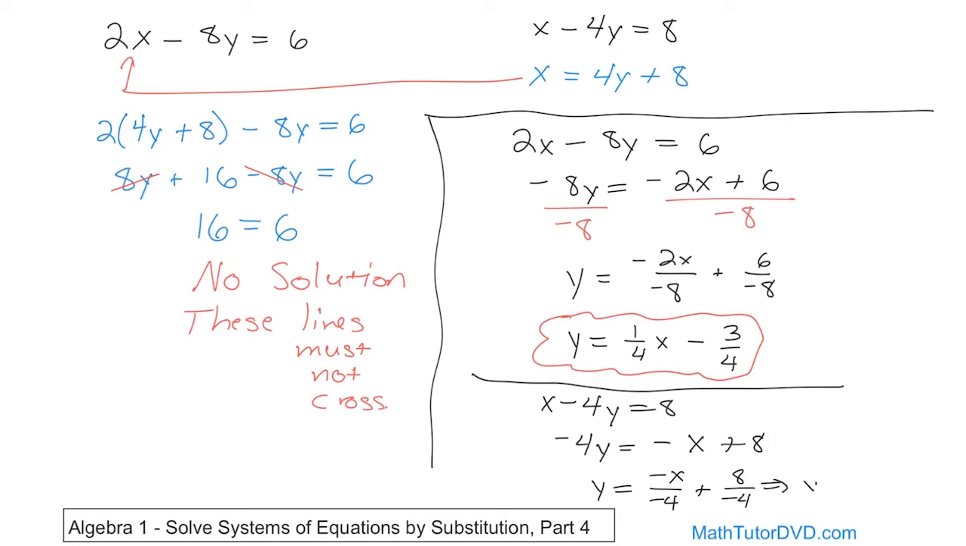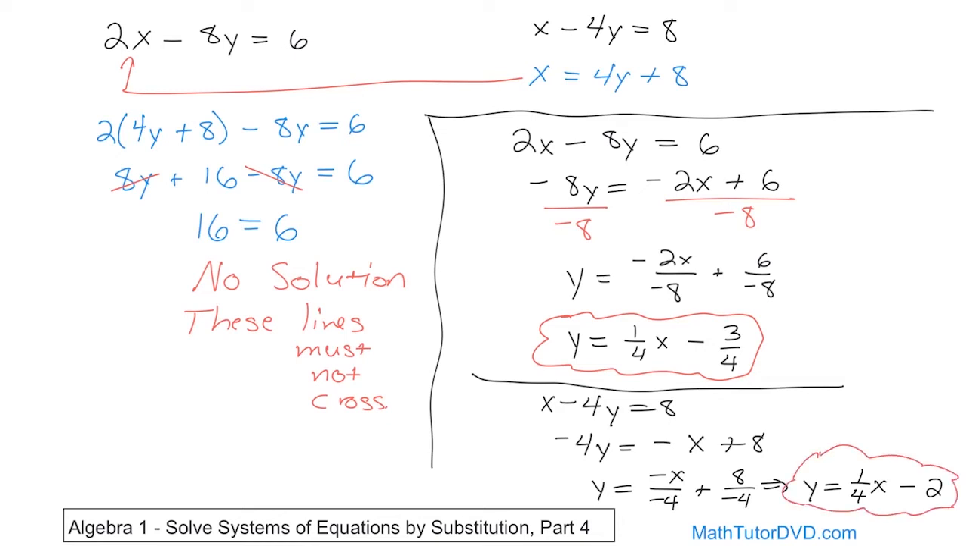So what this means is that y is equal to, what is this? Positive 1/4 x, and then you have what over here? Minus 2. Right, minus 2. All right, so this is the second equation. So what do you notice when you take a look at both of those?